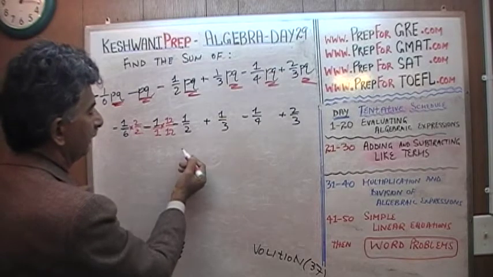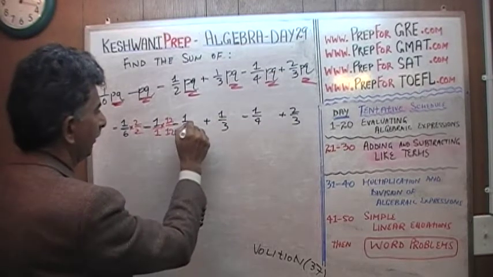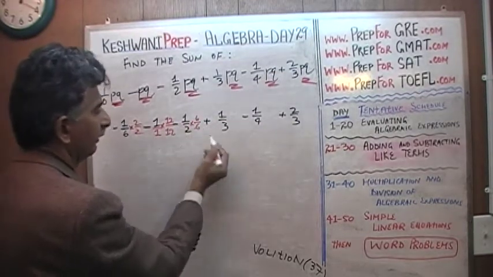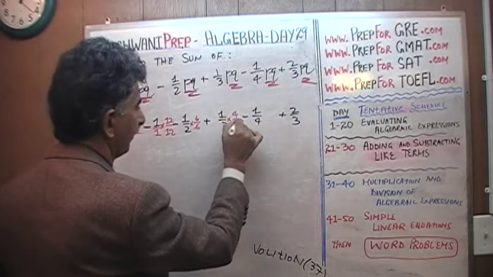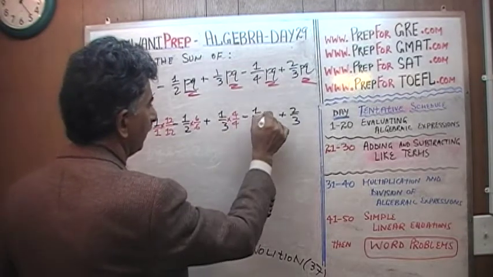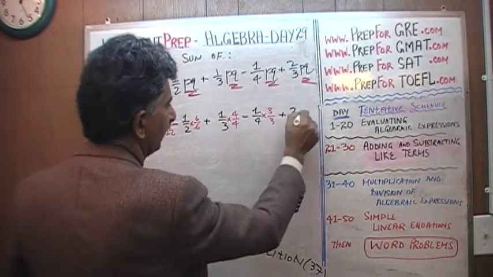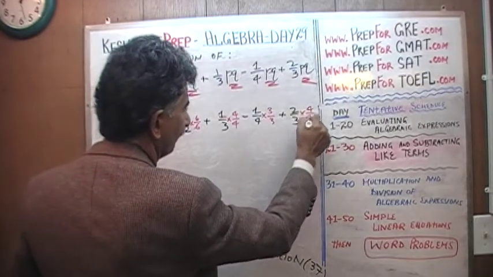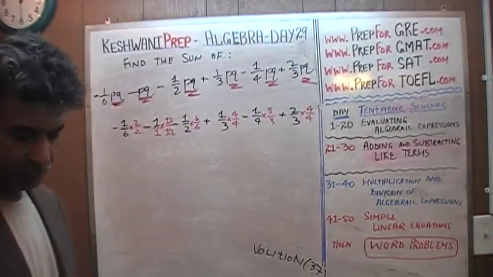How do I convert this 2 into a 12? By multiplying top and bottom by 6. This, multiply the top and bottom by 4. 4 times 3 is 12. Multiply top and bottom by 3. And here, multiply top and bottom by 4. Now everything has a denominator of 12.